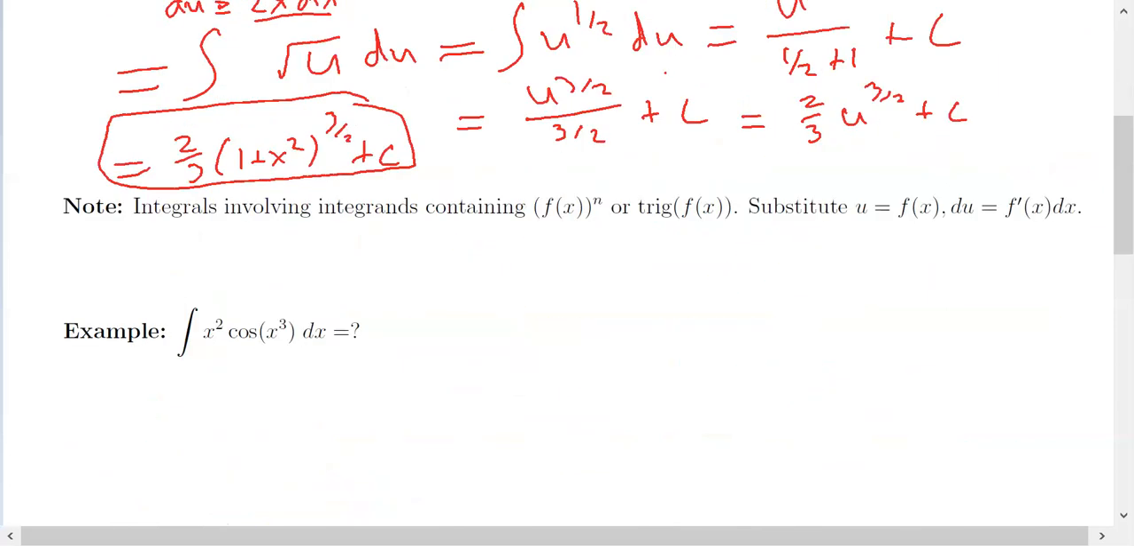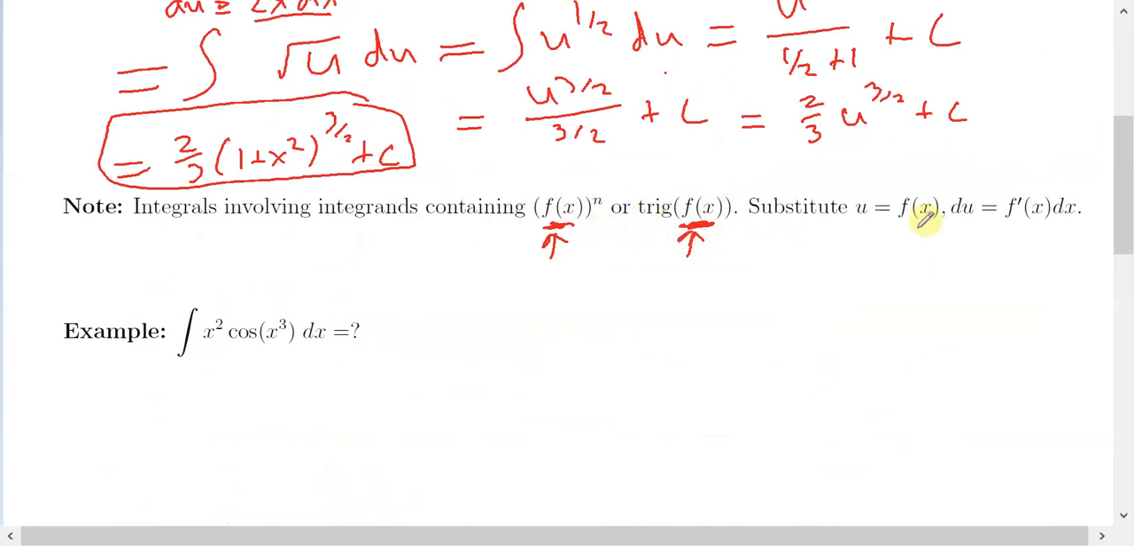And we can see, in general, what we're looking for. We're looking for an integrand that has a function raised to a power. That's an inside function. And we're looking for an integrand where it has a trig function with some function inside of it. So I've just kind of generalized the statement there.